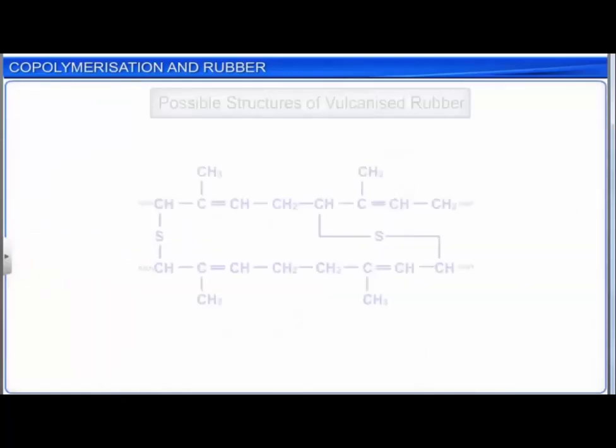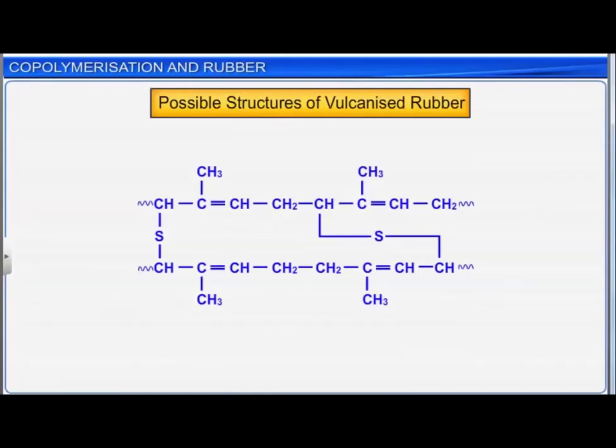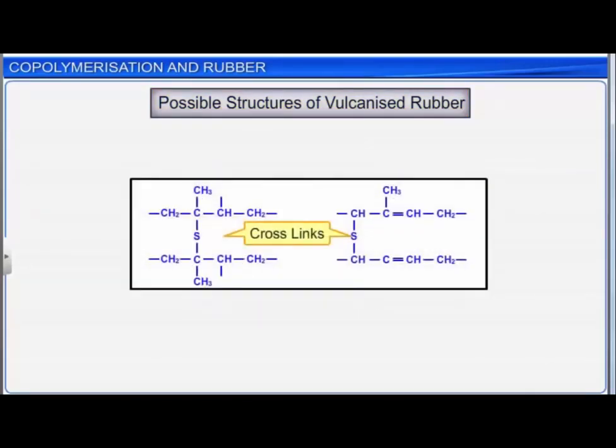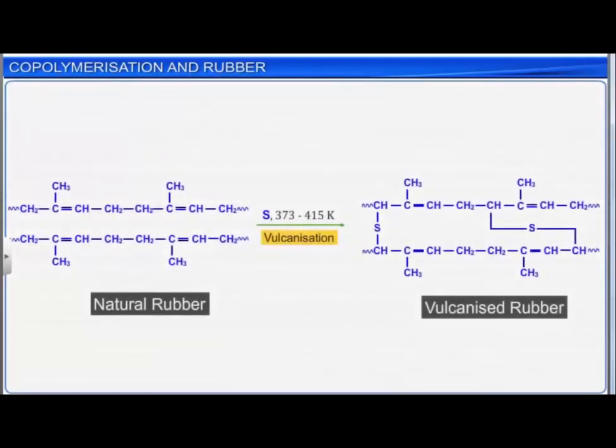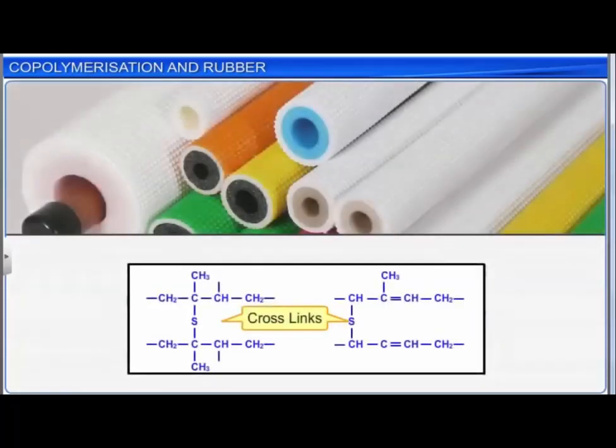Let's look at the possible structures of vulcanized rubber. Notice the sulfur cross-links between the chains. The vulcanization process is generally irreversible. The cross-links help vulcanized rubber to maintain its shape when stretched.